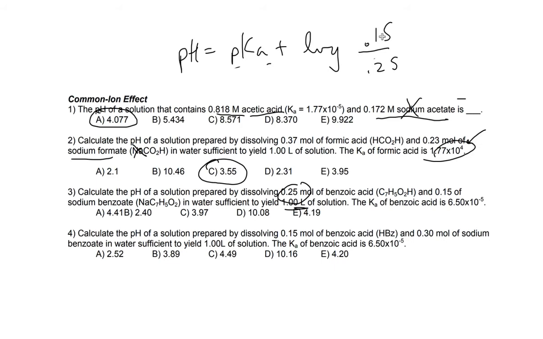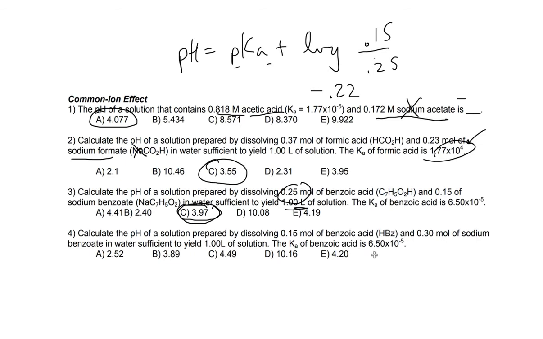So what I'm going to do is go 0.15 divided by 0.25. I take the log of it, and I get negative 0.22. Then I just need the pKa. Well, the Ka is 6.50 times 10 to the negative fifth. If I take the negative log of that, I get 4.18. And then I add negative 0.22 to that, and that's where I get the C, 3.97. Same idea, you're just using Henderson-Hasselbalch over and over and over.